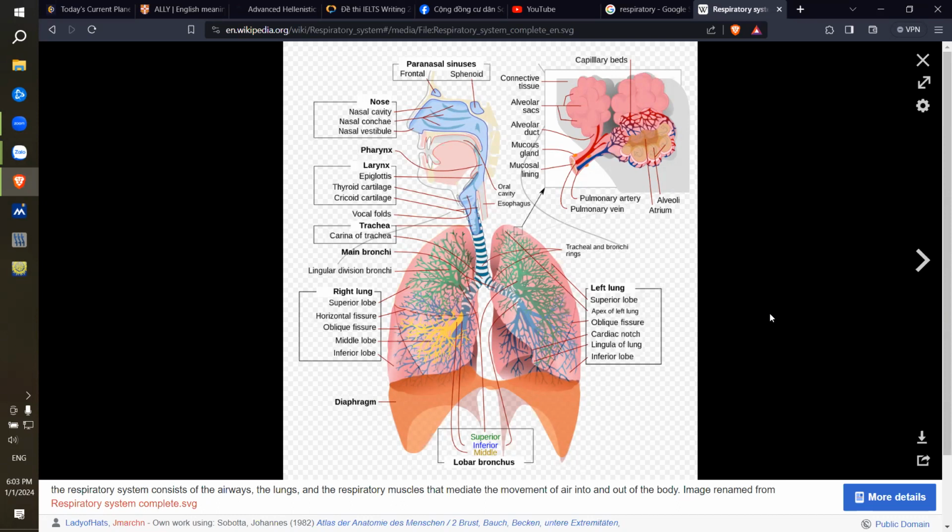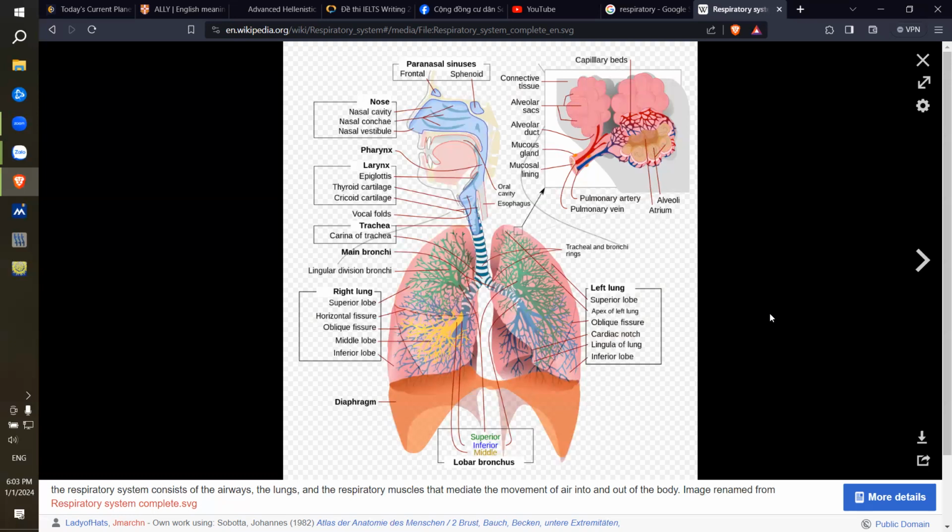So the main function of the respiratory system is to bring oxygen into the body and remove carbon dioxide, which is a byproduct produced during cellular respiration. Oxygen is essential for the body cells to produce energy, while carbon dioxide is toxic, so it must be removed. Yes, exactly, because it can intoxicate the body if you don't remove it. If the concentration of CO2 is very high, obviously suffocation can happen.